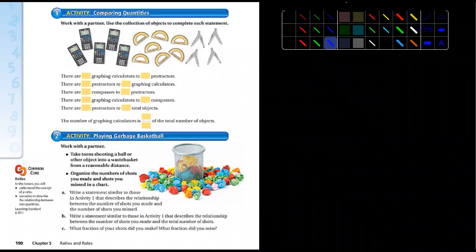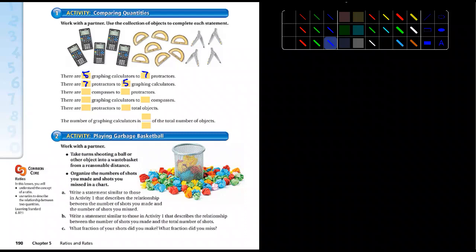And it says there are blank graphing calculators to protractors. How many graphing calculators do you see? 5. Okay. How many protractors are there? 7. 1, 2, 3, 4, 5, 6, 7. Okay, so it's 5 to 7. And there are blank protractors to graphing calculators. 7 to 5. So we're just reversing it.